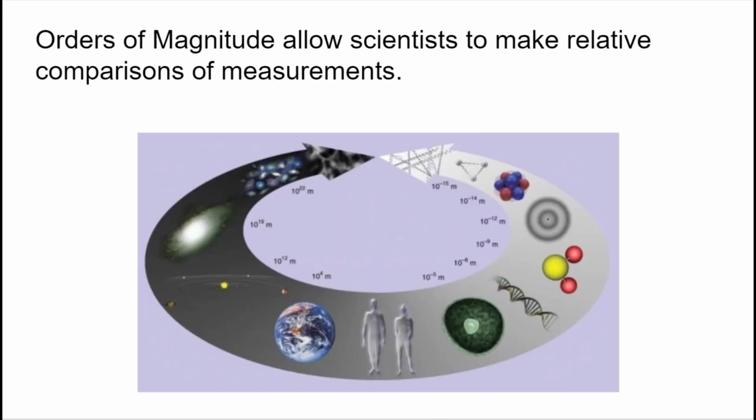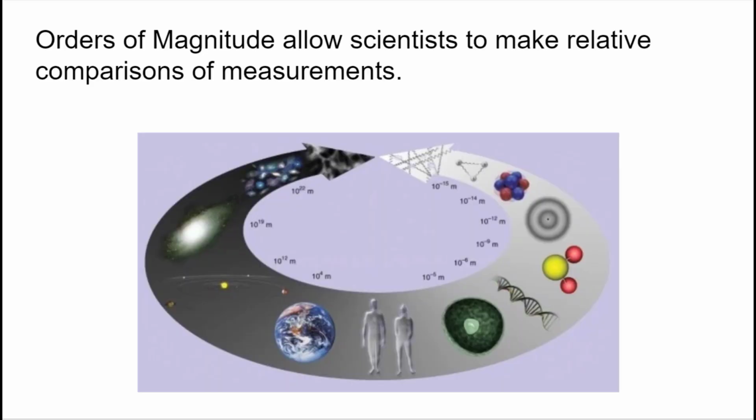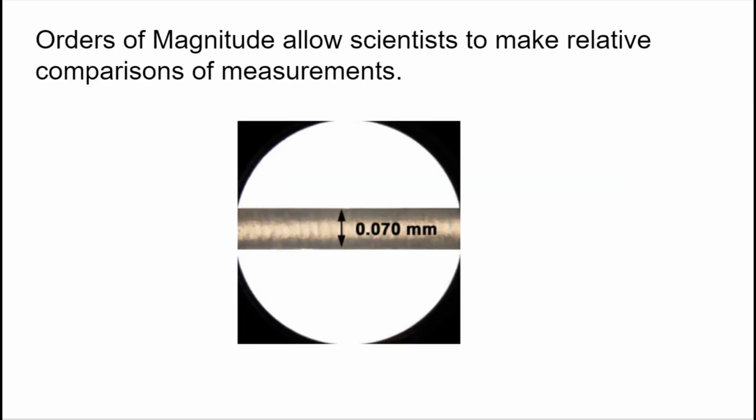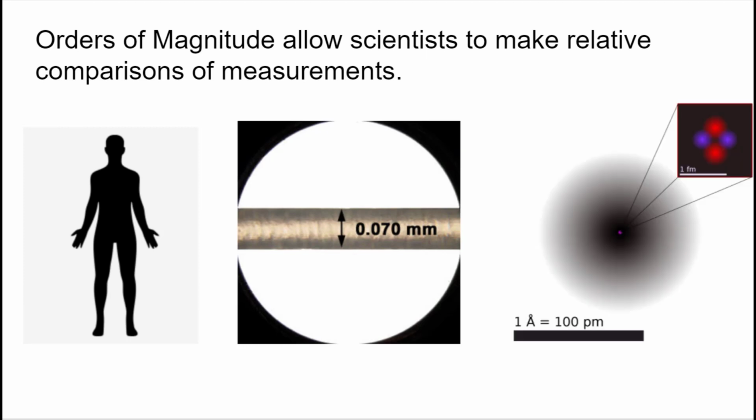As we have seen, scientists use all sorts of numbers in their measurements, and a useful tool to help scientists understand the scale at which these measurements are being placed is to use something called orders of magnitude. Orders of magnitude allow scientists to make relative comparisons of measurements. Take for instance the width of a hair. Is the width of a hair closer to the height of an average male human or the diameter of an atom? We can take a known measurement of these objects and compare which measurement is closest on orders of magnitude.